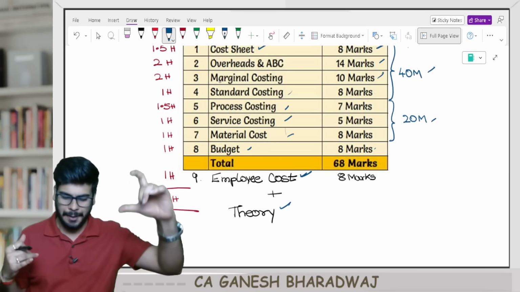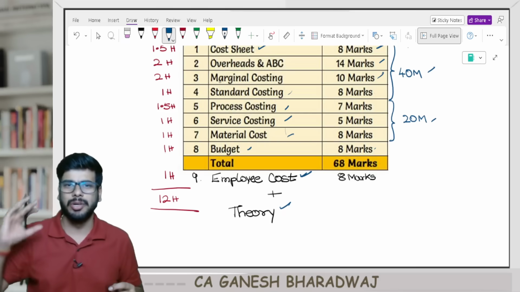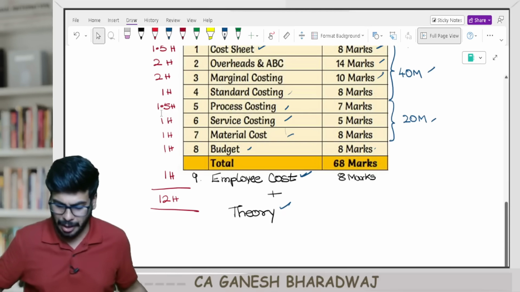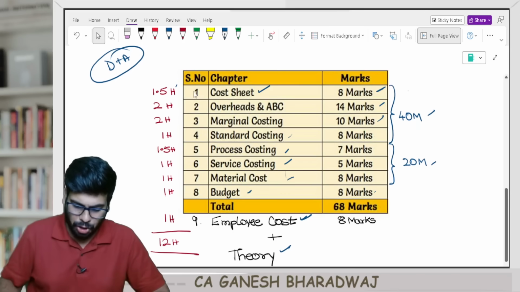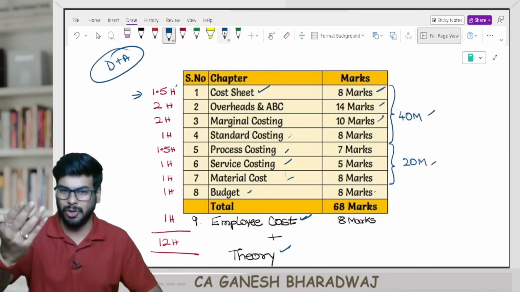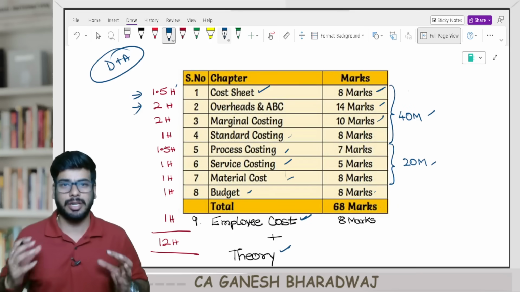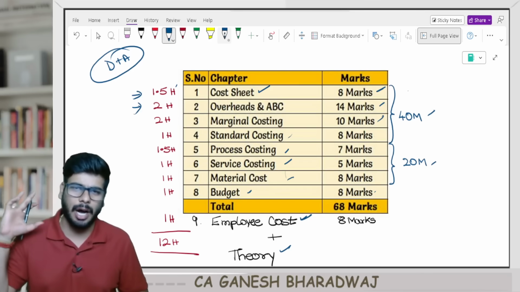Once you finish these 9-10 chapters plus theory, then go on to the remaining chapters based on your time availability. Now guys, for cost sheet, you can take 1.5 hours. That's all it will take. I told you what all there is in this chapter. Overheads and ABC put together, for revision, max will take about 2 hours.